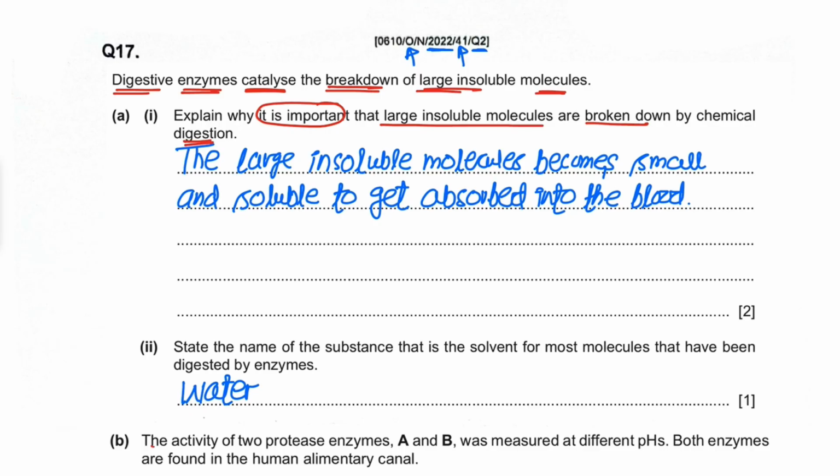So the protein and the sugar and the fats that we eat in our diet are the complex ones, and the complex food substances cannot enter into the cells. So the answer is very simple for 2 marks, and we would say that the large insoluble molecules, by chemical digestion, become small and soluble. So they get absorbed into the blood, and finally they can reach the cells where they would be undergoing the assimilation process.